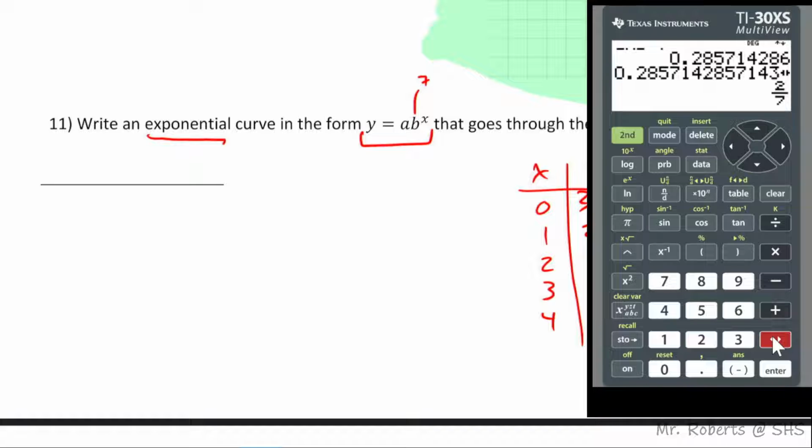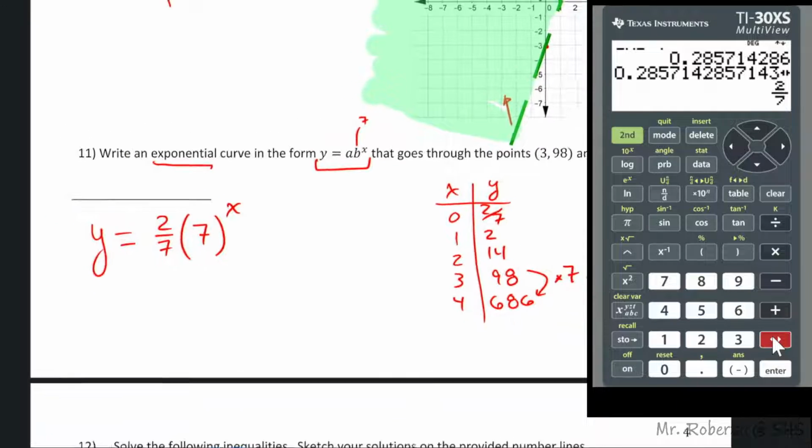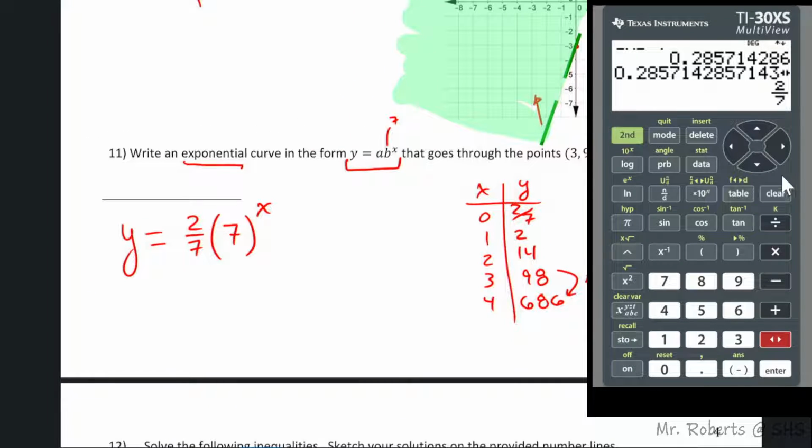I know that my 0th term is the fraction 2 7ths, and I also know that I'm multiplying by 7. So I can write the answer as y equals 2/7, my 0th term, times a bunch of 7s raised to the x power. How many? It depends on which one you want. Now, just as a confirmation before I move on, I'm going to go to the table.